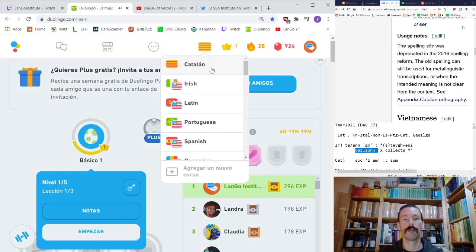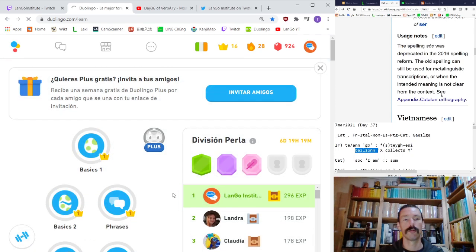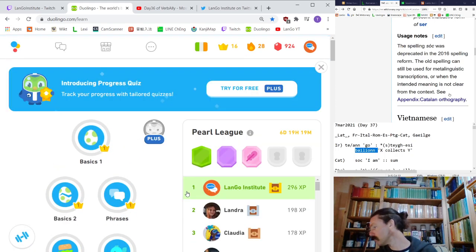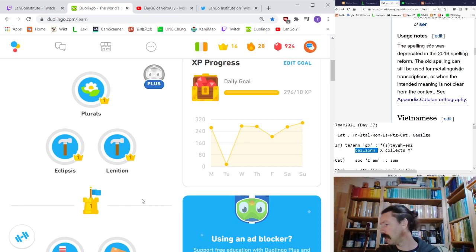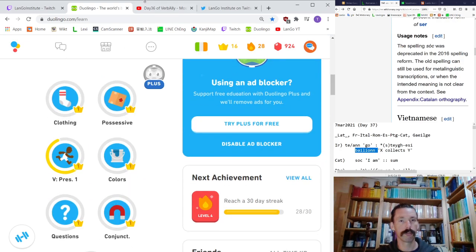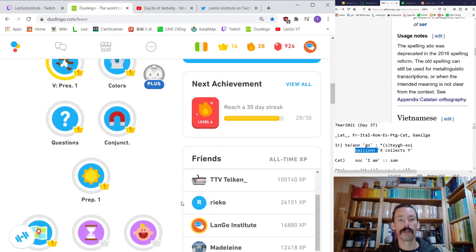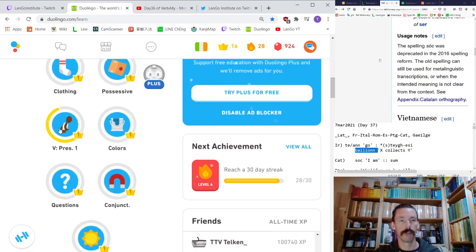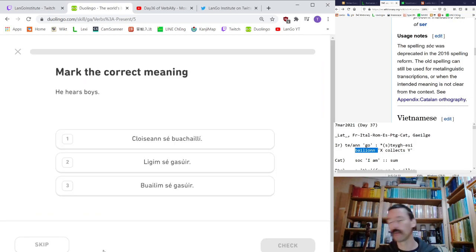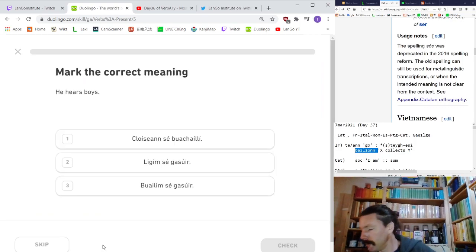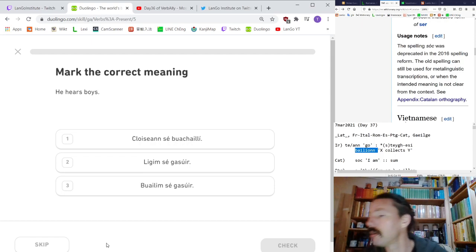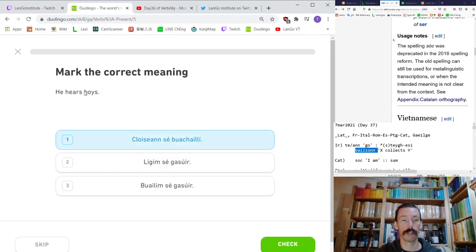Okay, let's go back to Irish, I guess. Yep, learning to read the spelling. Very, very fascinating stuff. Are you trying to learn Irish orthography? I'll try to comment on that a bit if that's of interest. Keep that closer to my line of sight here. He hears boys. Clushen is the verb. Okay, so about the spelling.